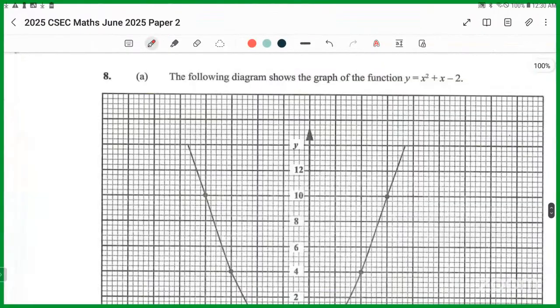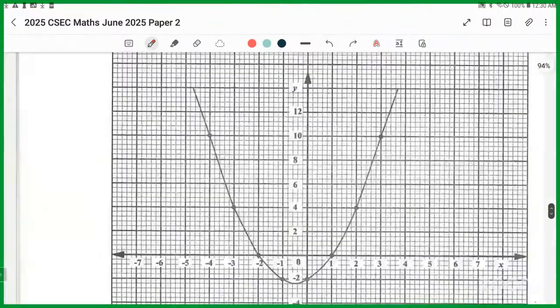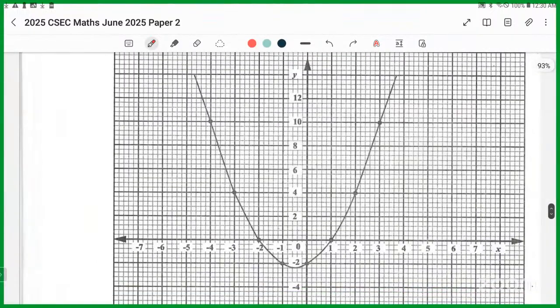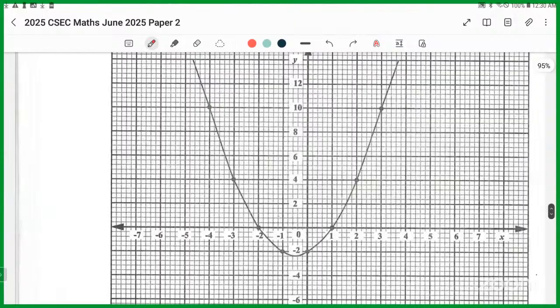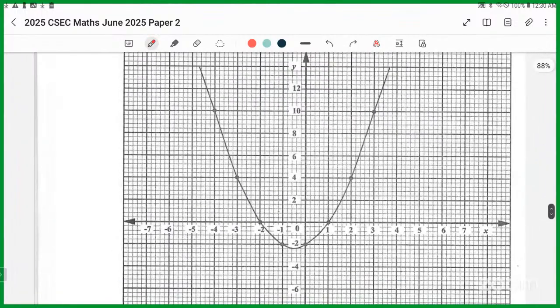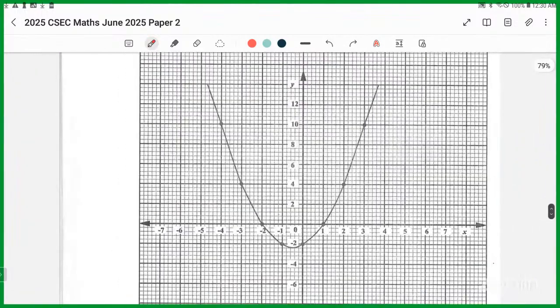Next question says, the following diagram shows a graph of this function. It gives us a function and gives us the graph. All right. And I'm looking at the scale. Here the horizontal scale is 1 unit to one of those grids, 2 units to one of those grids. Always try to analyze the grid before we start to work.